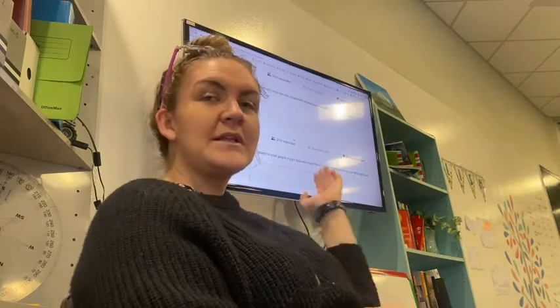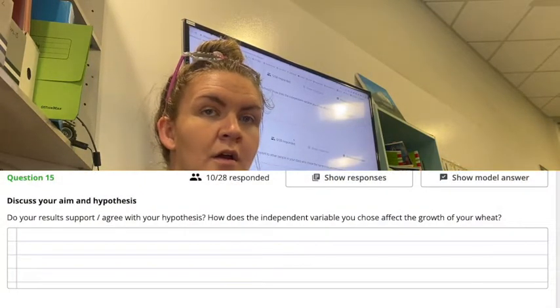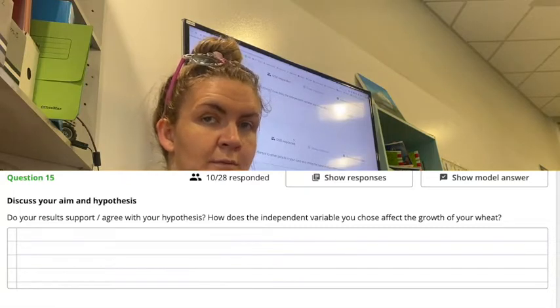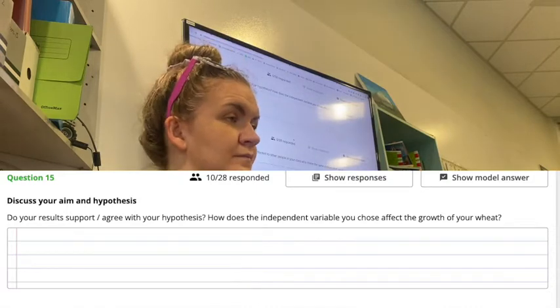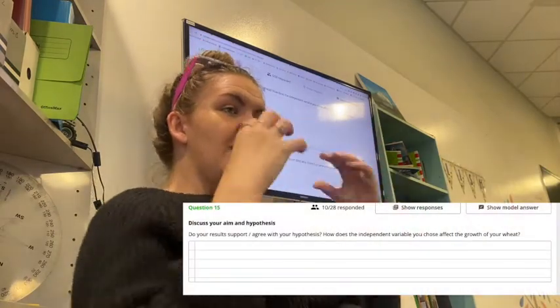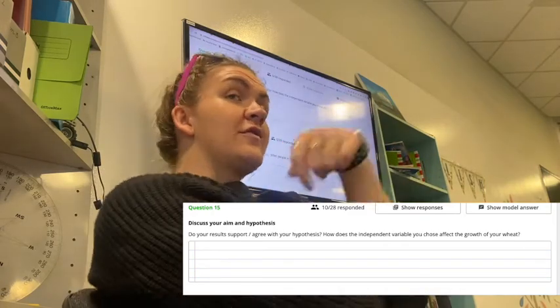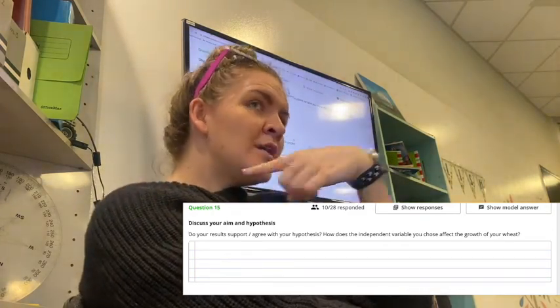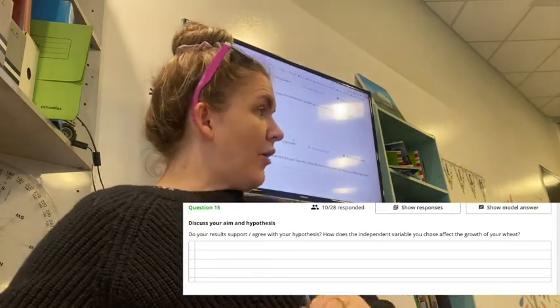Question 15. It says, actually, can you read it? Question 15. Discuss your aim and hypothesis. Do your results support or agree with your hypothesis? How does the independent variable you chose affect the growth of your wheat? Awesome. So in a scientific experiment, the first part of what we call your evaluation, which is when you look at your experiment and think, what have I learnt? The first part of your evaluation is for you to discuss.